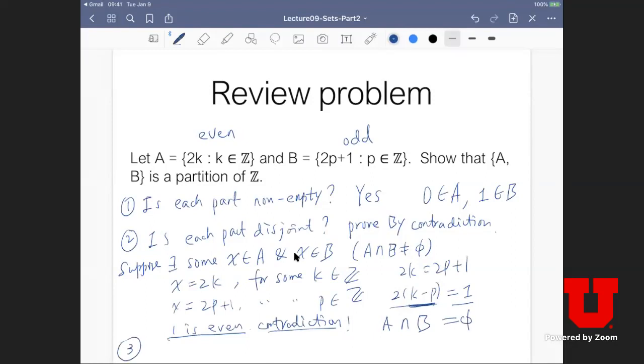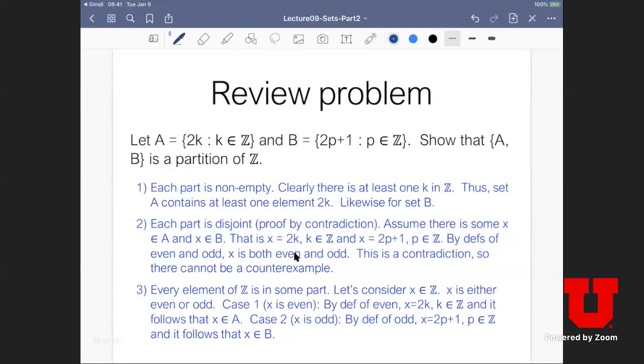The last one I'm going to ask is: is every element of Z in some part? For every element x in Z, you want to consider whether it is either even or odd. I'm going to skip this part, but just show you the actual proof in detail.